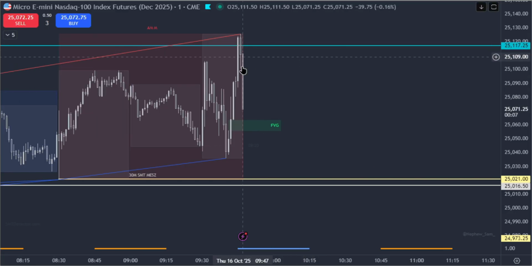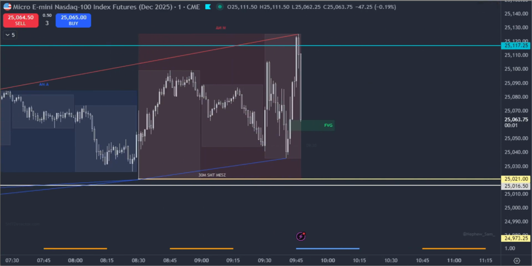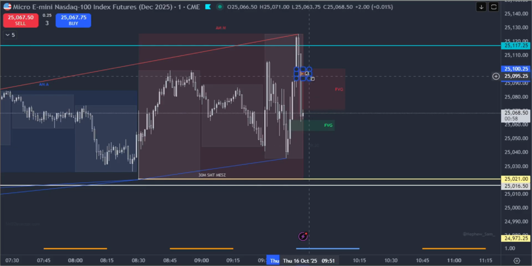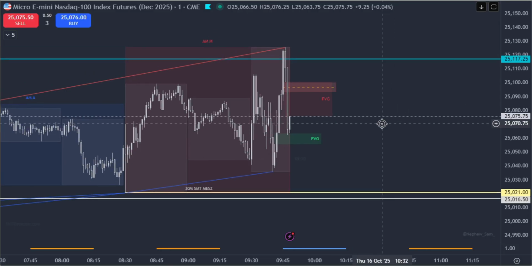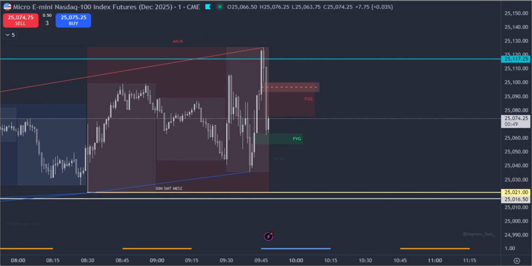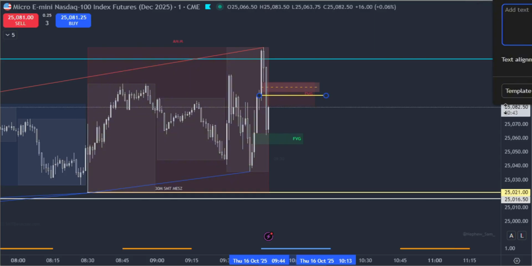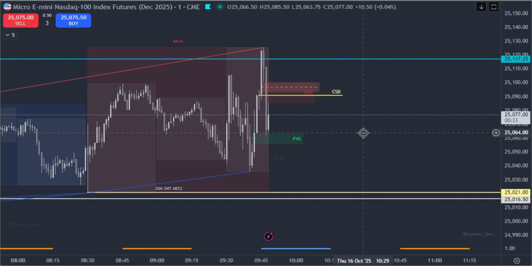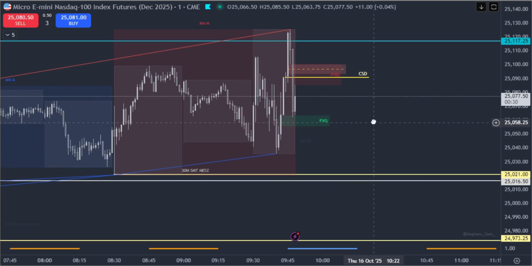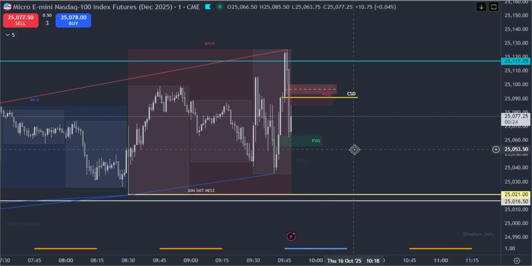You see how we took previous day high? We have these huge SMTs. This is considered your inverse fair value gap. This here is your CSD. Okay. Want to see if we can tap back into it.